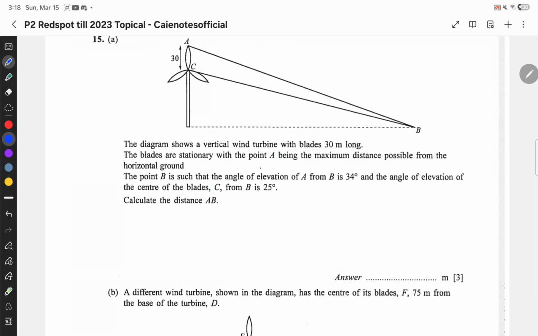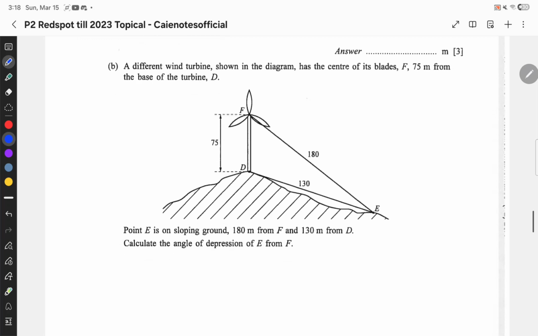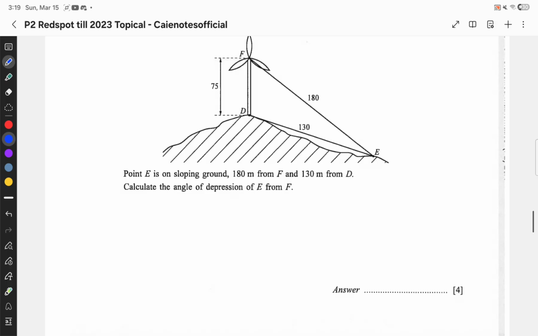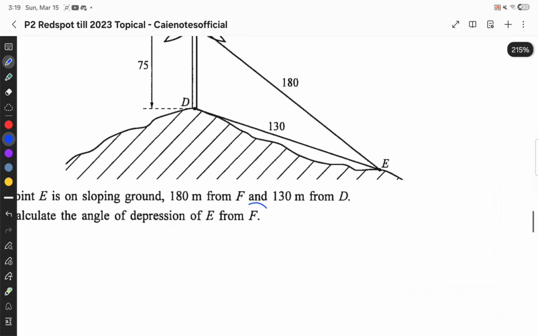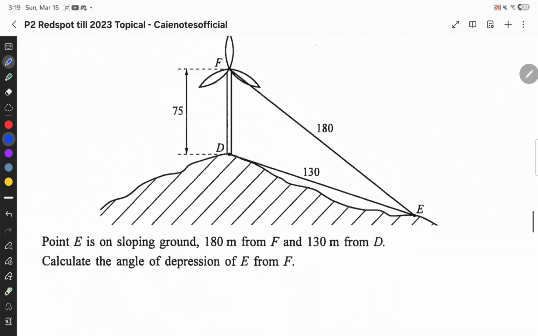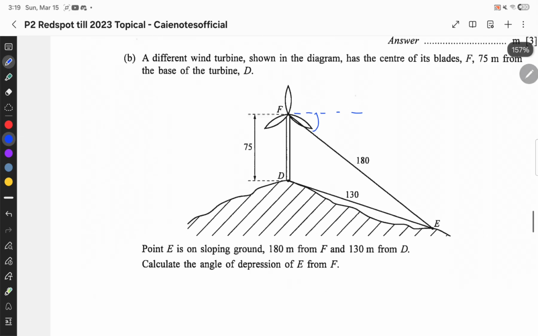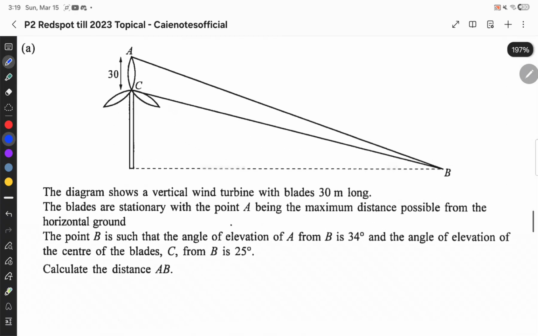Angle of elevation. Angle of depression. So E from F. Calculate the angle of depression of E from F. So we first go to F, and if there is no perpendicular line like this, a line outwards, you draw that. Then since it's depression, you go down, and that is our angle. Okay, let's do this for this one. A from B is this.